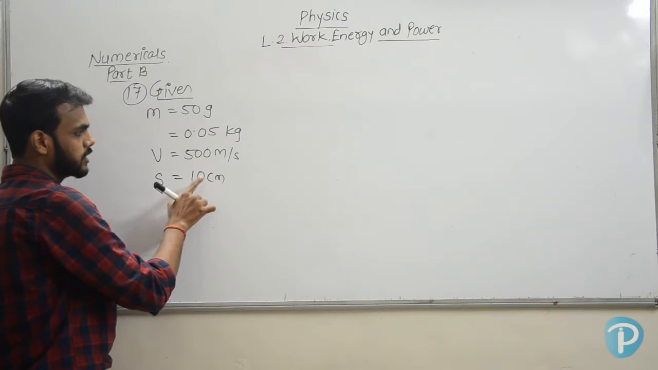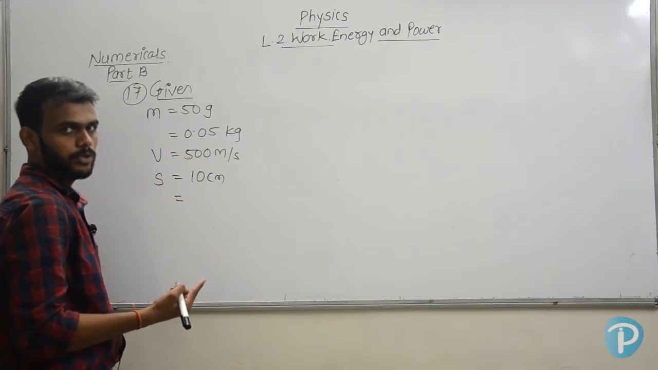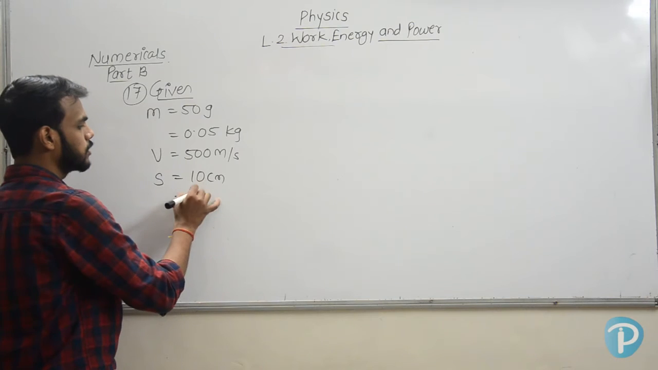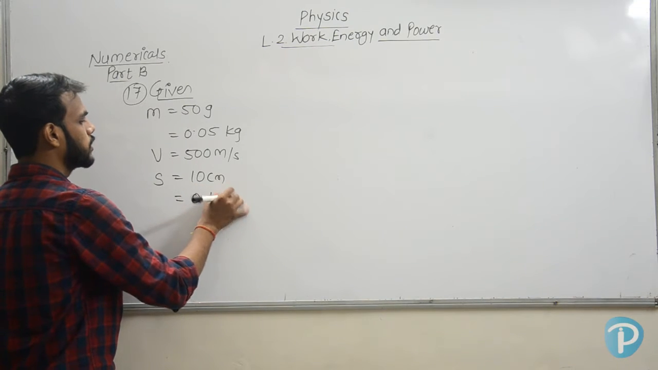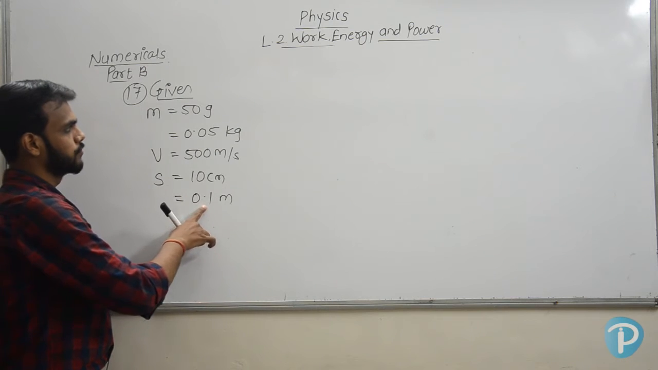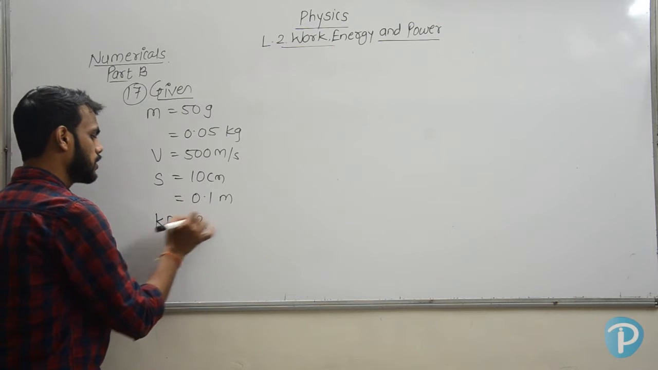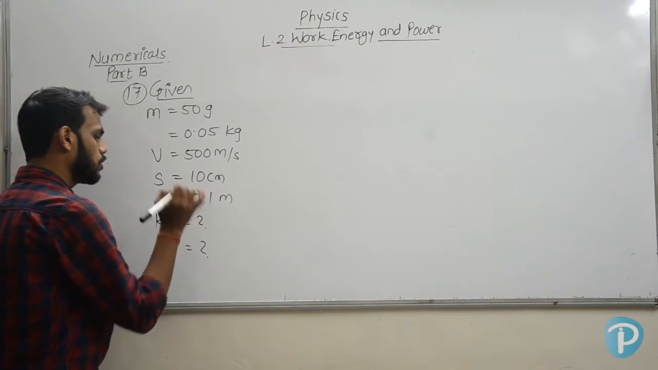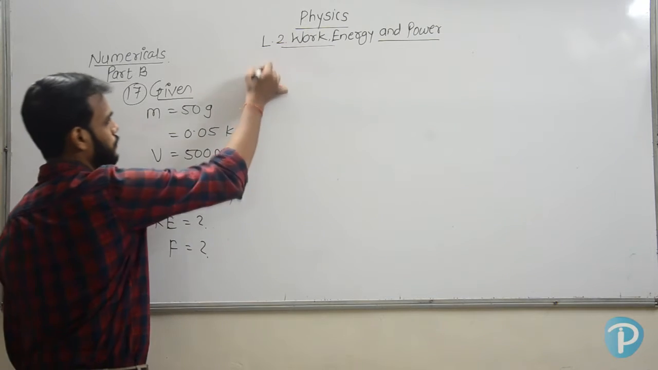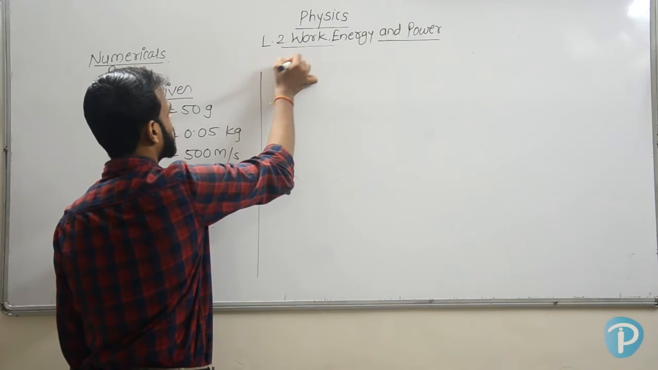We have to convert this into meters. Every unit we are converting into SI unit. The SI unit of distance is meter, so this will be 0.1 meter. We have to divide it by 100. So displacement is 0.1 meter. And what we have to calculate? We have to calculate the kinetic energy and the force offered by the target.